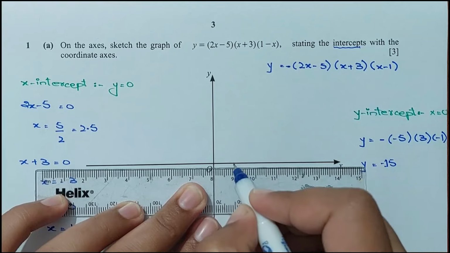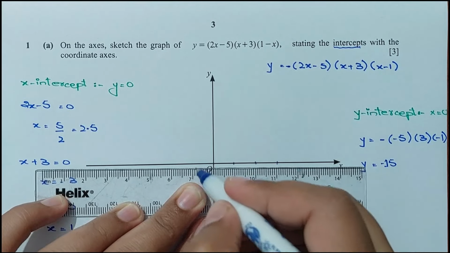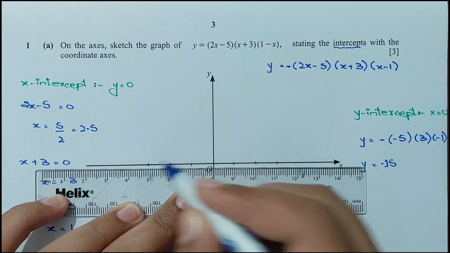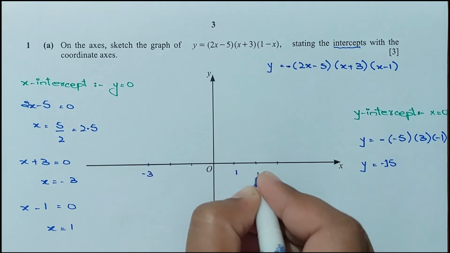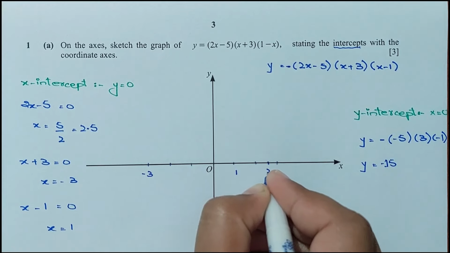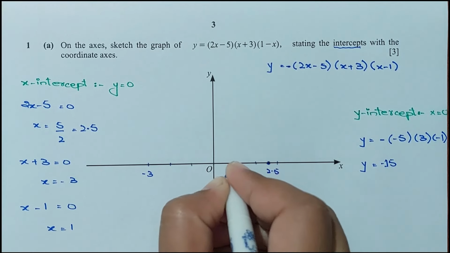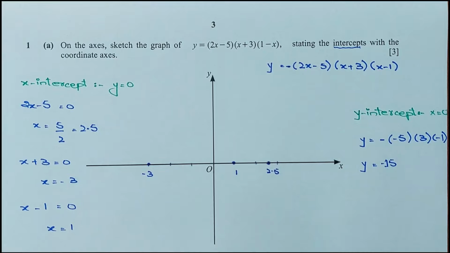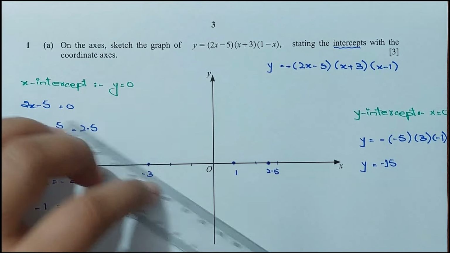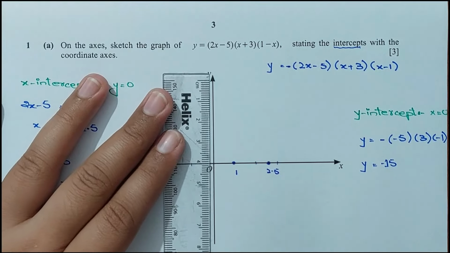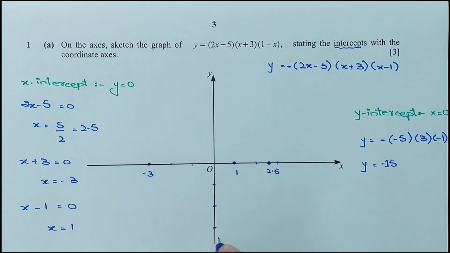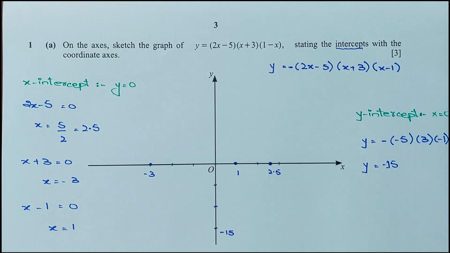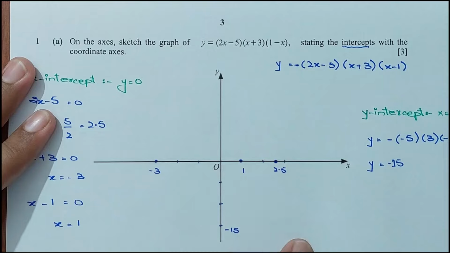Now let me sketch the graph by stating the intercepts. Negative 3 is my x-intercept, 1 is my x-intercept, and 2.5 is my x-intercept. These are the x-intercepts. And the y-intercept, downward, is negative 15. Let's say this is minus 15, this is 5, 10, 15. Now let me sketch the graph from the second to the fourth quadrant.